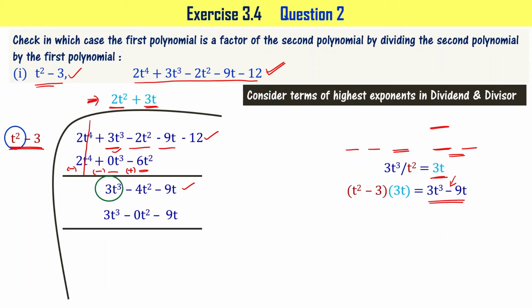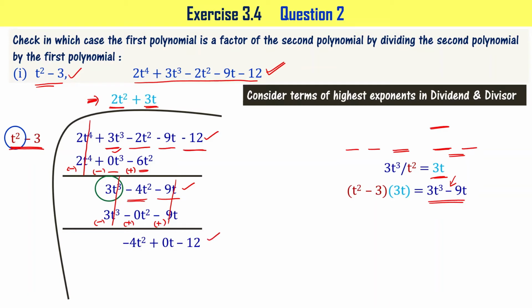Let's subtract. Before that, let me change the signs. This is going to be plus. This is going to be plus, right? When you subtract, 3t cube minus 3t cube gets cancelled. This is minus 4t square and 0t square. So this is going to be minus 4t square only. And here it is minus 9t plus 9t. This is going to be 0, meaning this is going to get cancelled, right? Let me write that. Now you have minus 4t square plus 0t, and I brought down this minus 12, right?